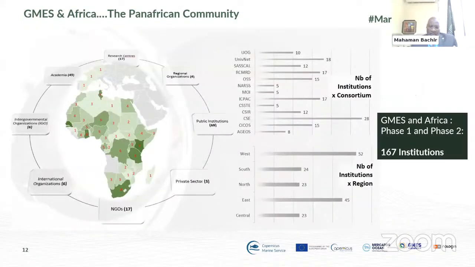So in terms of community, the GMES and Africa program is really dealing with 167 African institutions. You have some statistics here. You saw the academia. We have 45 academia and regional research centers. The graphic is giving you a big picture, really to tell you this program is yours. It's a Pan-African program. It's really promoting the use of Copernicus data so that we can address some needs of the users. So this is really a generic presentation of the program.